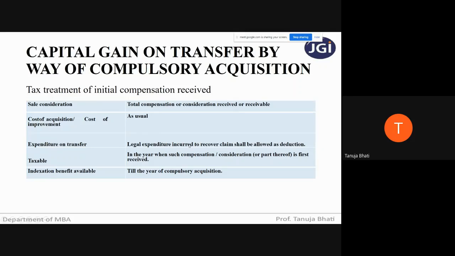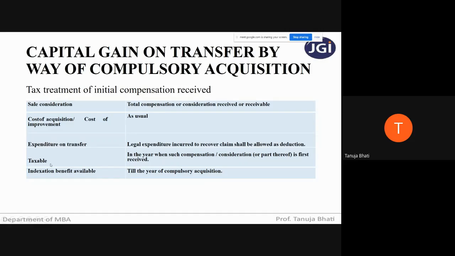Many times the government does delay in giving the compensation. They break the house, they expand the roads, but yet the assessee is liable to receive the compensation. So usually the assessee will go into some legal expenditures in order to recover the amount. So that also you can take under expenditure on transfer.